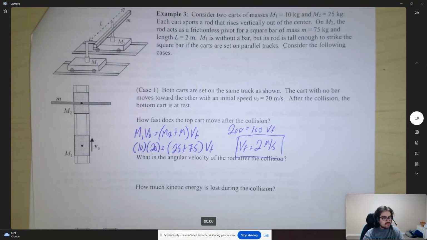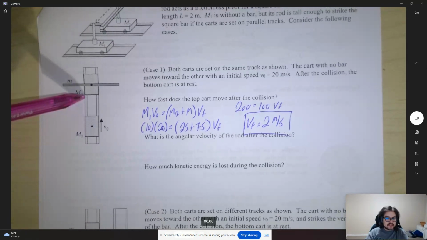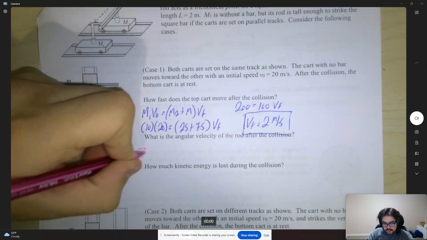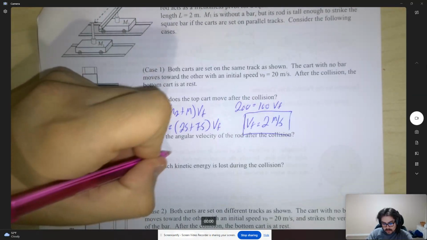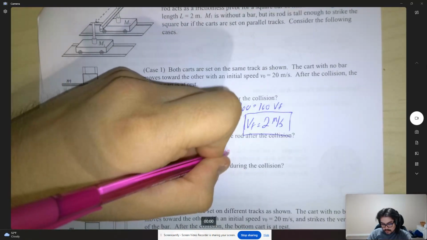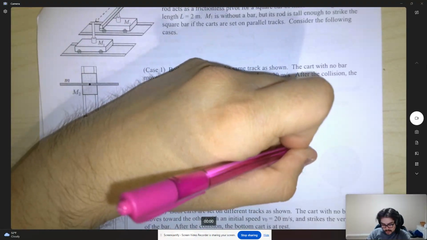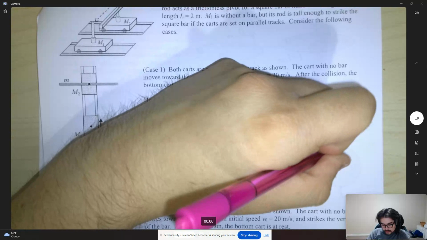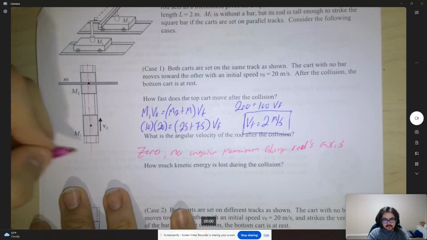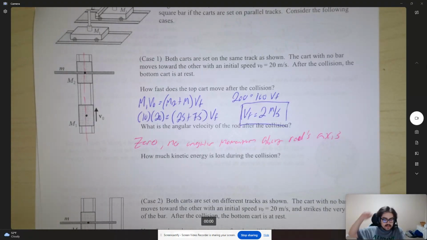Angular velocity of the rod after the collision. Well, take a look at it. There is no torque being applied to the rod as a result of the collision. So nothing changes. It's going to be 0, because there's no angular momentum about the rod's axis. There's no angular momentum because there's no perpendicular component to the axis.